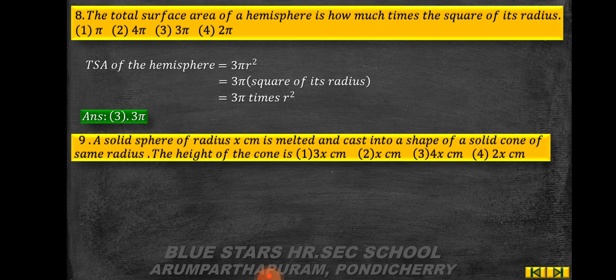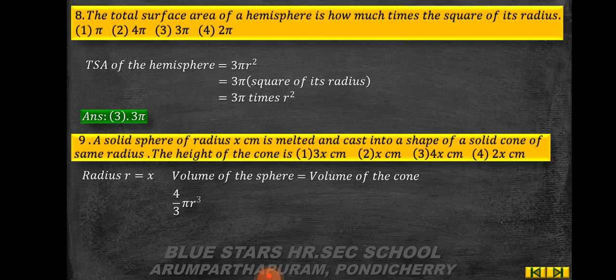Question number 9. A solid sphere of radius x centimeter is melted and cast into the shape of a solid cone of the same radius. The height of the cone is: option 1, 3x centimeter; option 2, x centimeter; option 3, 4x centimeter; option 4, 2x centimeter. So radius r is equal to x. Volume of the sphere is equal to volume of the cone.